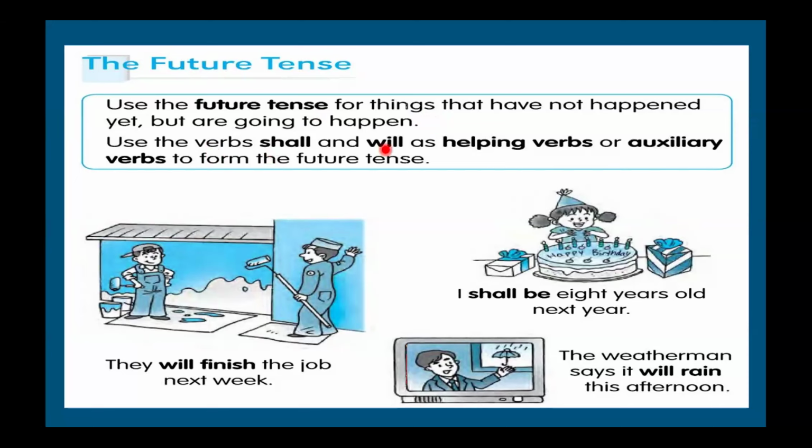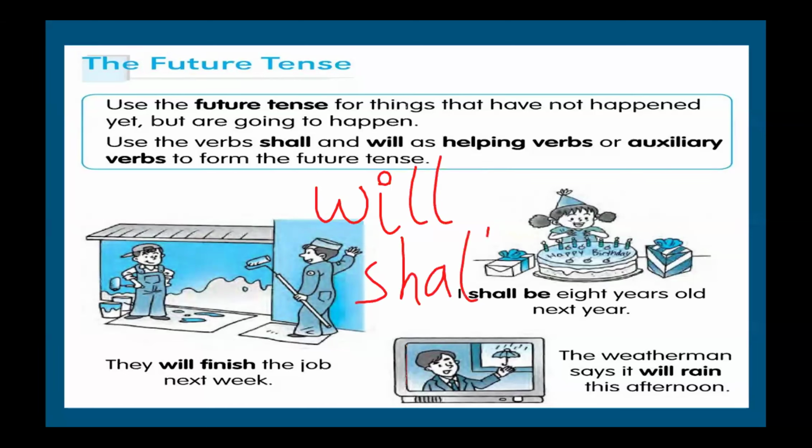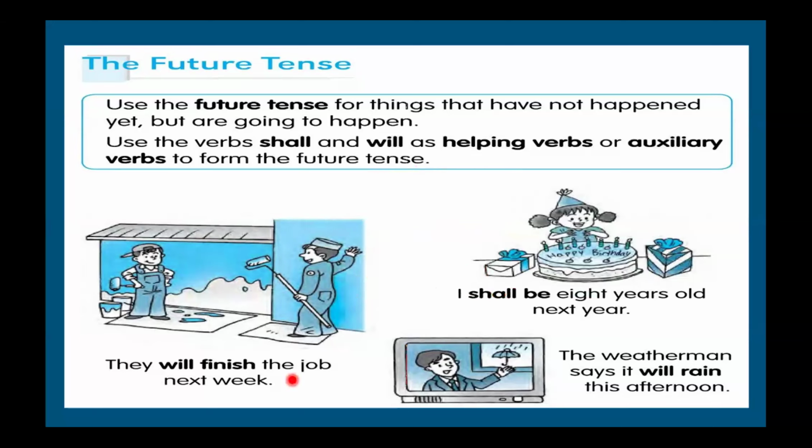Use the verbs shall and will as helping verbs or auxiliary verbs to form the future tense. Now in future tense, which helping verbs are we using? Will and shall. Remember this, it is very important. Without these you cannot form the sentences. For future tense we compulsorily use will and shall. Now see the example sentences. Let's read out: They will finish the job next week.